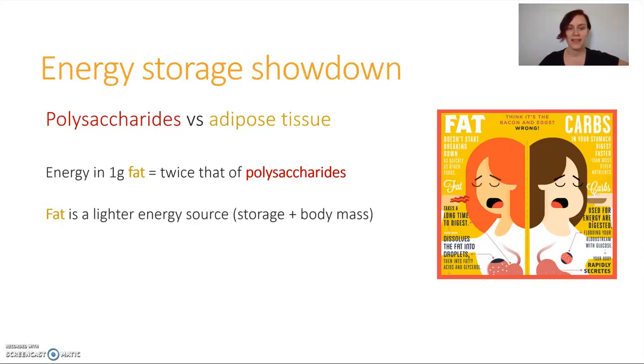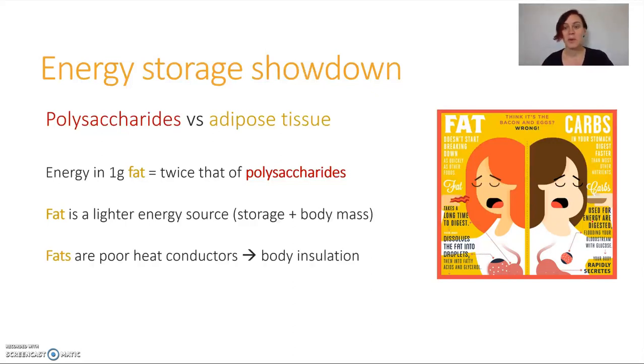Now, fat is a much lighter energy source because the fat molecules are hydrophobic, so they don't want to play with water, which means there's no water sticking around on them. Sugars do hang on to that water, and therefore it makes it a heavier kind of mass. Now, body mass might not be as important for us, but if you're, say, a bird trying to survive in the wild, being really light is really important. So storing your energy as fat is more beneficial than storing it as a carbohydrate.